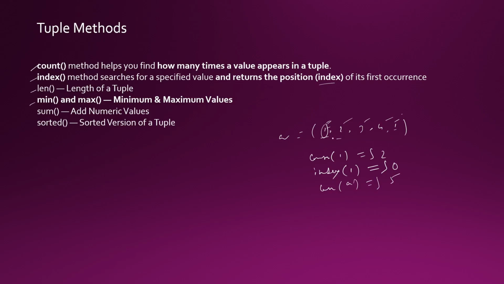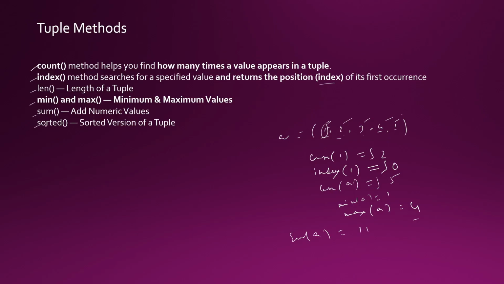Mean, what is the mean value of this tuple? That is 1. Okay, so min of a equal to 1, and max of a is 4. Okay, the maximum value is 4. Okay, sum, add the numeric values. If I write sum of a, then it will sum all the values, that is 1 2 3, 3 plus 3 is 6, 6 plus 4 is 10, 10 plus 1, that is 11.